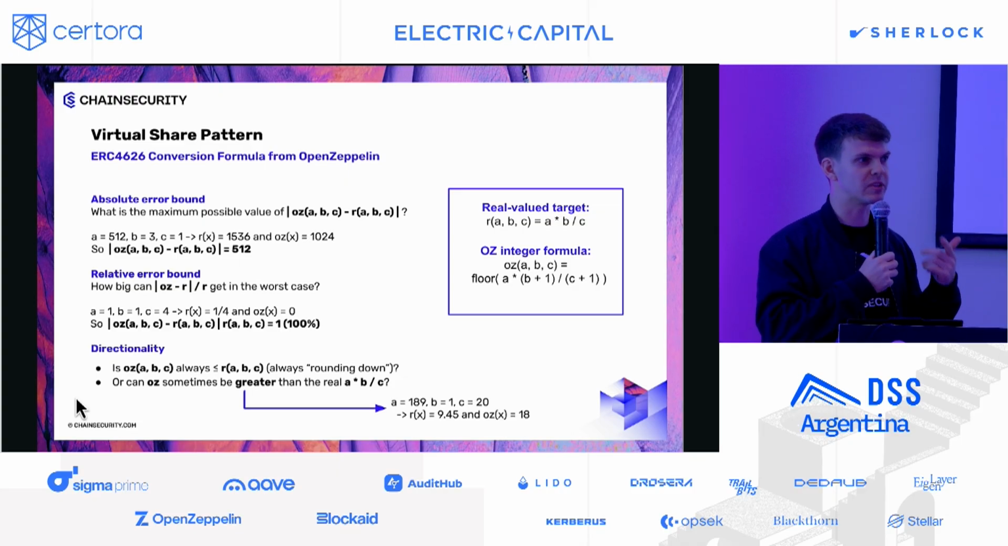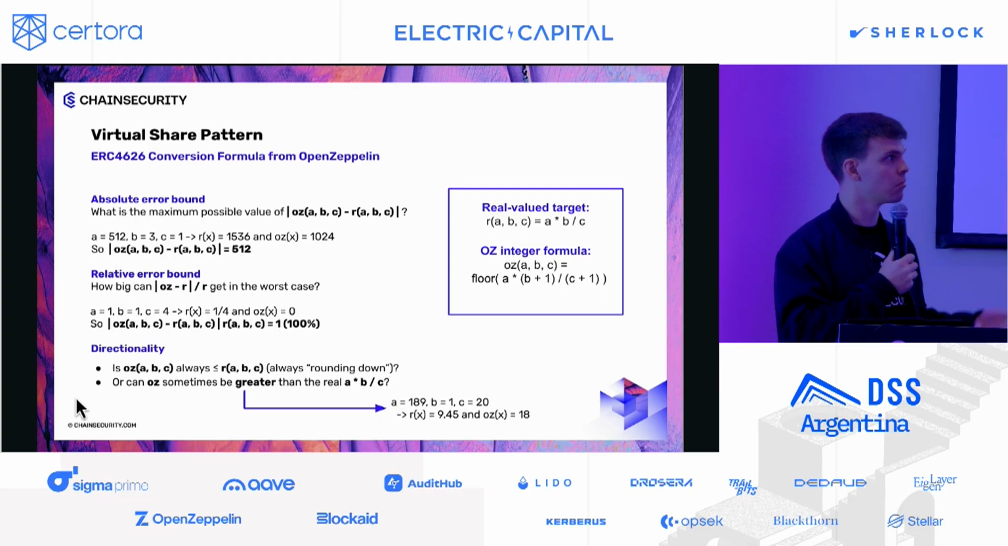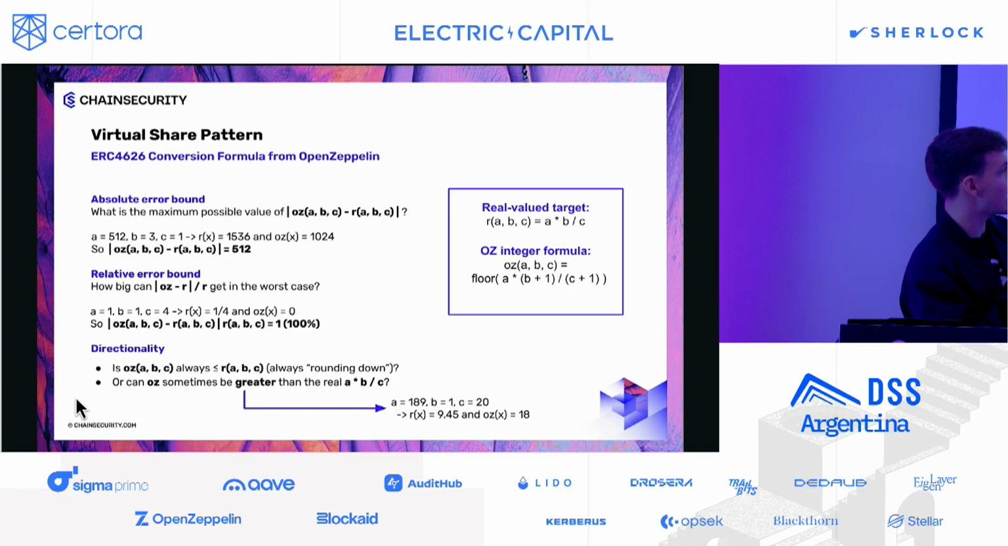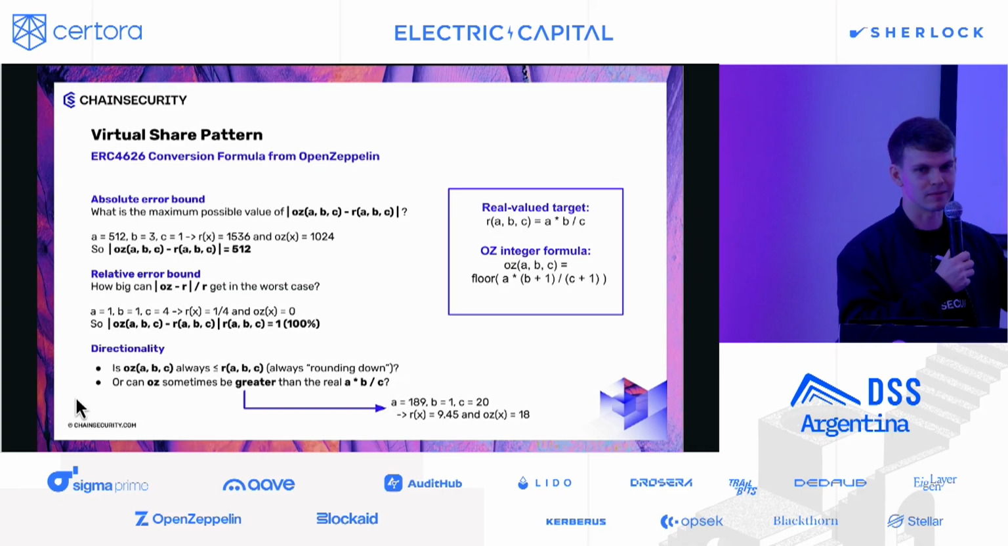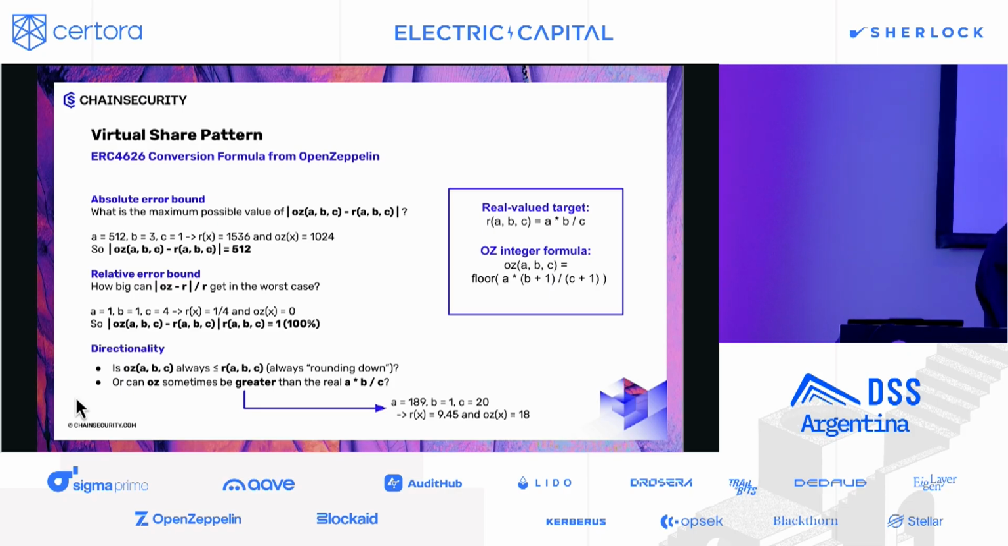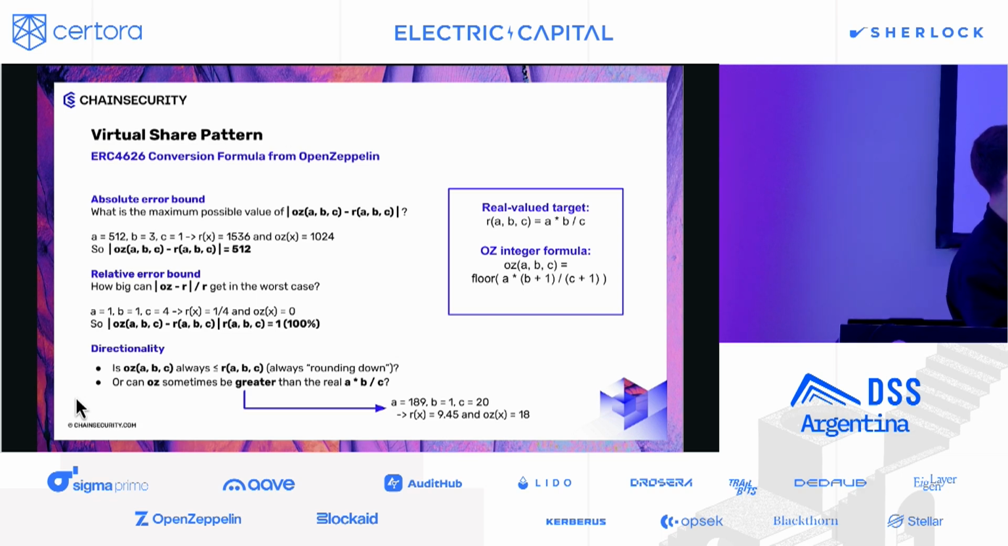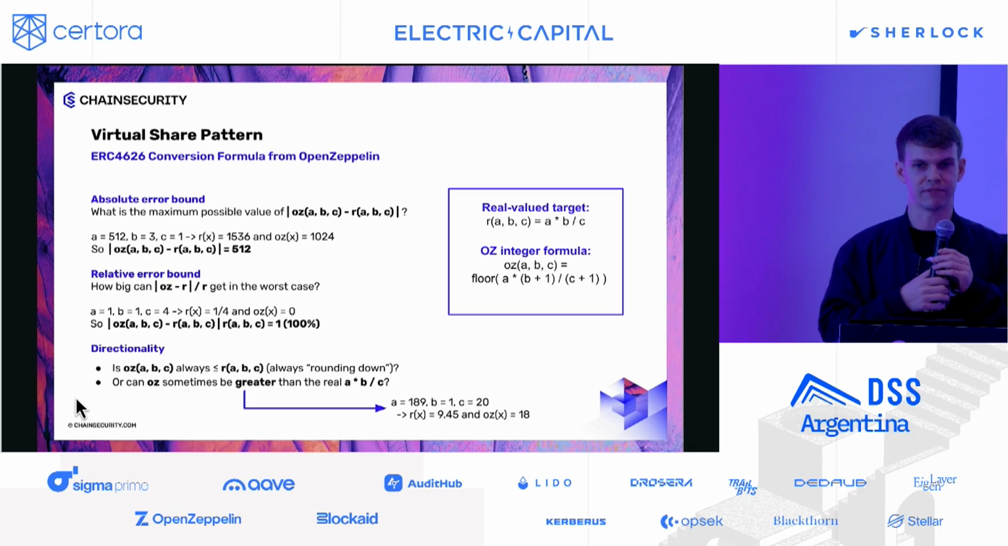And the answer is actually yes, you can go higher. So this is a bit unexpected when you think we just round down. But no, actually we have +1s. So if, for example, you take A being, the numbers are a bit less nice, but yeah, you can verify the math, right? If you take A being 189, B 1, C 20, the real value you should get is 9.45, and the OpenZeppelin version gives you 18. So this is actually nearly twice as high. It's really far from what you would expect.